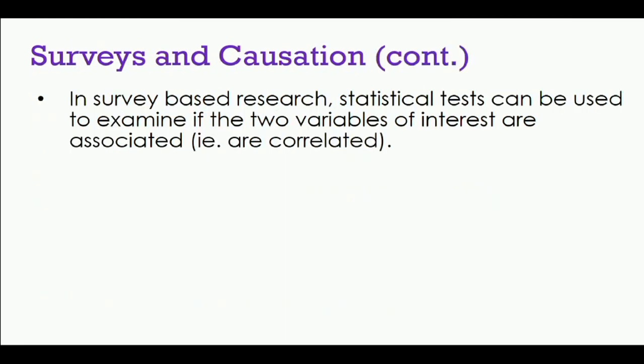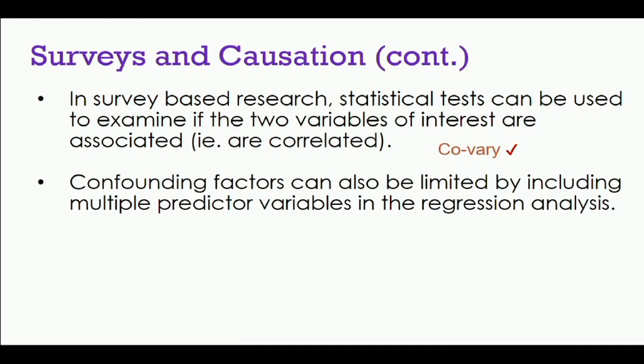So in survey-based research, just the statistical tests alone won't be sufficient. You need to cover a lot of these principles in your design. So we can use statistical tests to see if two variables of interest are associated or correlated. And that will meet our covariate assumption. The other thing we can do is consider confounding factors. So they can be limited by including extra predictor variables in the regression analysis. So if you have something, I'll give you an example.